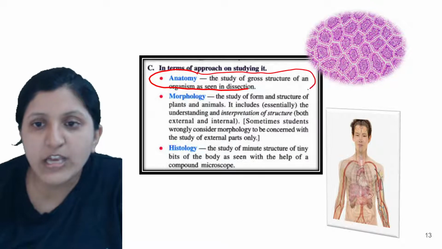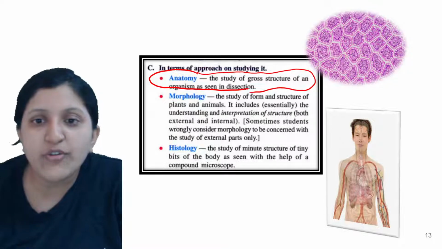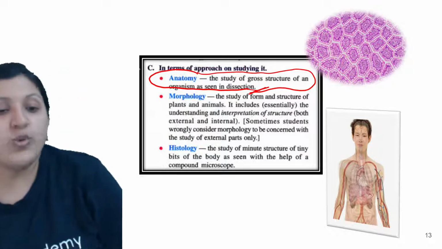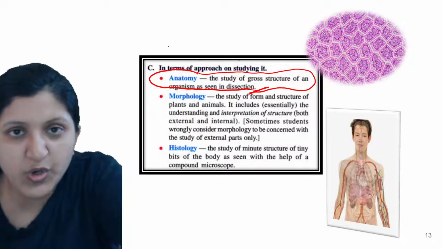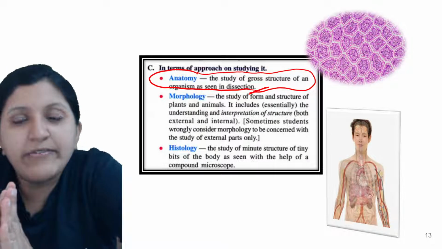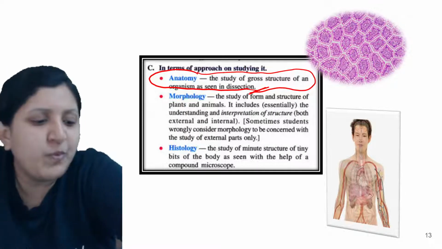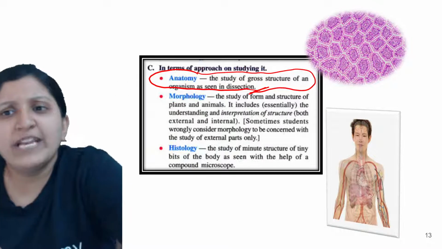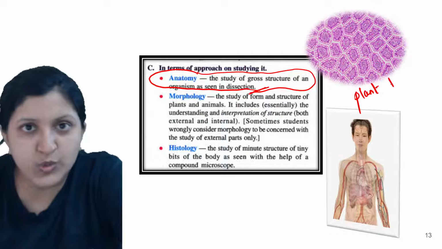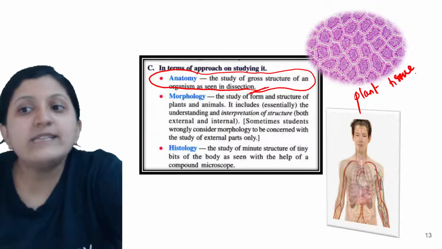So that is the study of gross structure of an organism, as seen in a dissection. When we take a cross section, or when we cut, it can be a human organ or it can be a plant tissue. So basically we are making a cut into that plant tissue and the study is done.